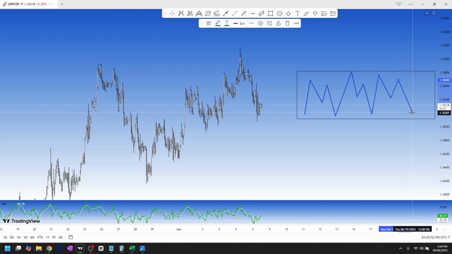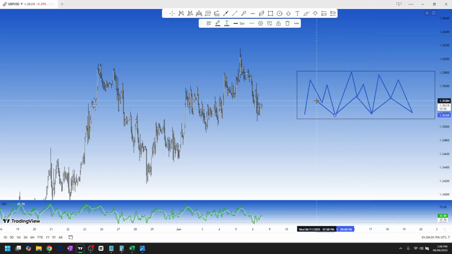right? They'll be in there. Let's say there's 3 in here, right? A lot of times this is how you'll see them forming inside of consolidation.